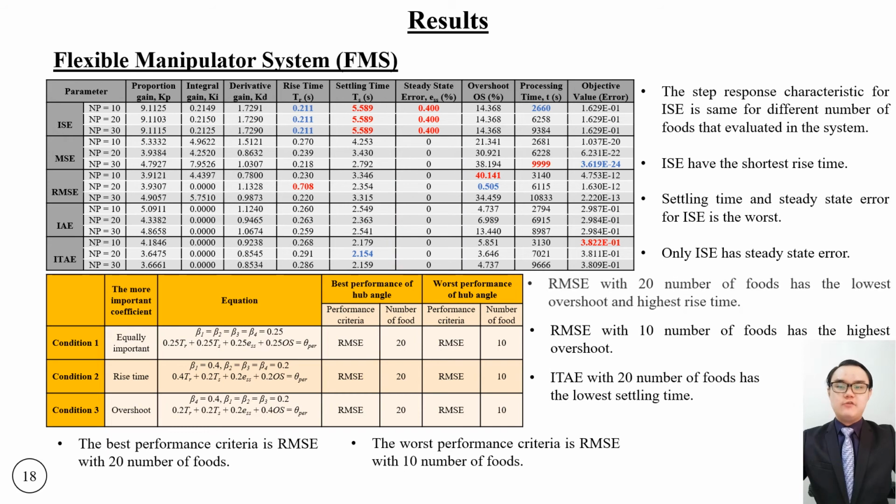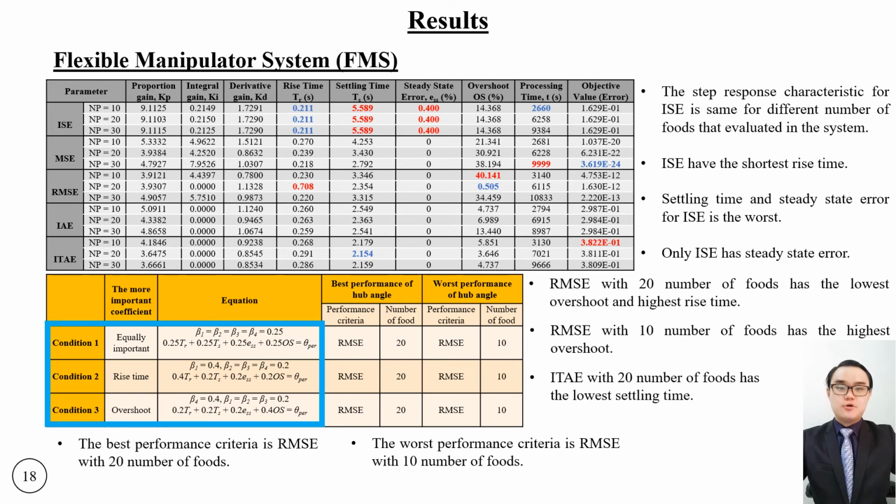For RMSE with 20 number of foot, the overshoot and rise time are the lowest and highest respectively among all the performance criteria evaluated in FMS. In opposite, the highest overshoot is recorded in the RMSE with 10 number of foot, while the lowest settling time among all the performance criteria is recorded in the ITAE with 20 number of foot.